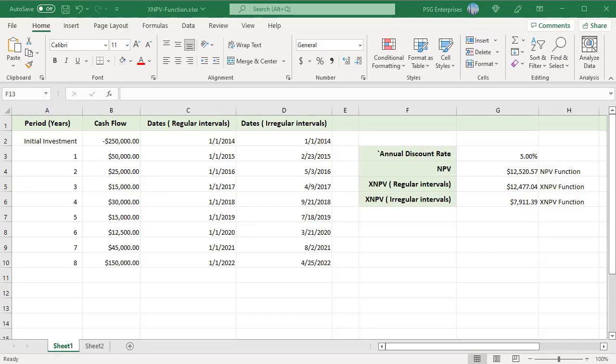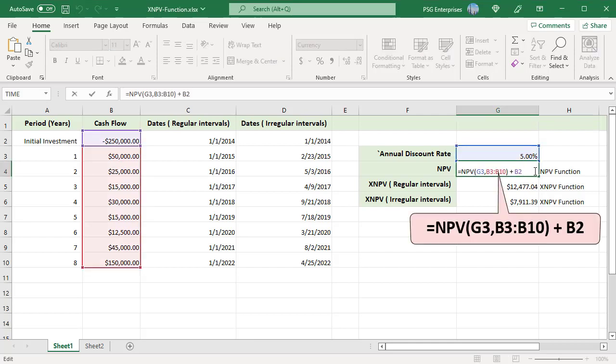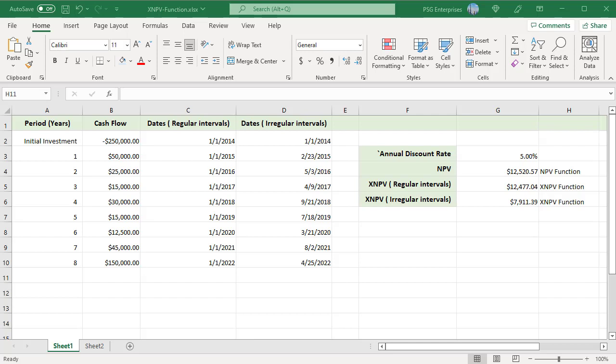For example, let's calculate the net present value on the same data using both the NPV and XNPV functions. Use this formula to use the NPV function. Pass the values in column B, excluding the initial investment, to the NPV function and add the initial investment. We have regular intervals in column C. Payments are made on the same date every year after the initial investment.